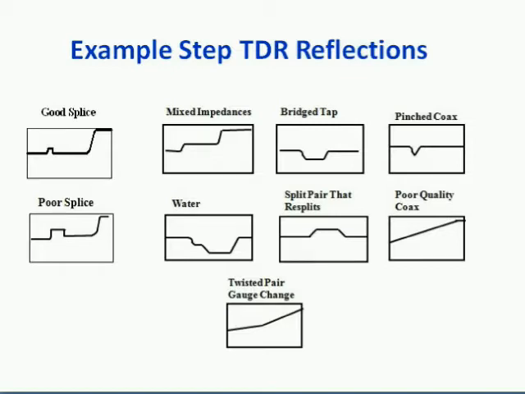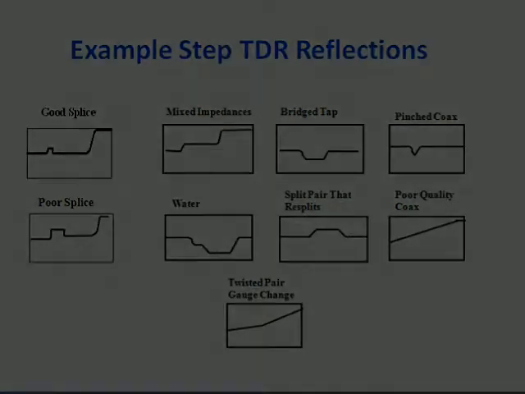Pinch coax will show a downward dip in impedance. Poor quality center conductors in coax cables will show excessive loop resistance or dribble up in the trace. Gauge changes. These are common in telecom outside plant cables, and they are easy to spot with a Step TDR. Larger gauge wires have a lower loop resistance and a flatter trace. Conversely, smaller gauge wires have a higher loop resistance and a more pronounced dribble up in their trace.